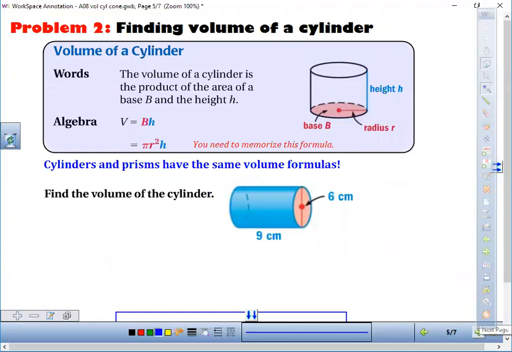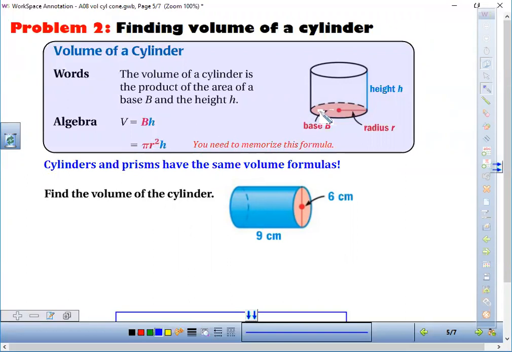So how do you find the volume of a cylinder? Well, notice again, the base of a cylinder is a circle. So the area of the base, again, area of a circle is pi r squared. And then again, we're multiplying by the height. That's how they get this formula. Again, area of the base for a circle is pi r squared multiplied by the height.